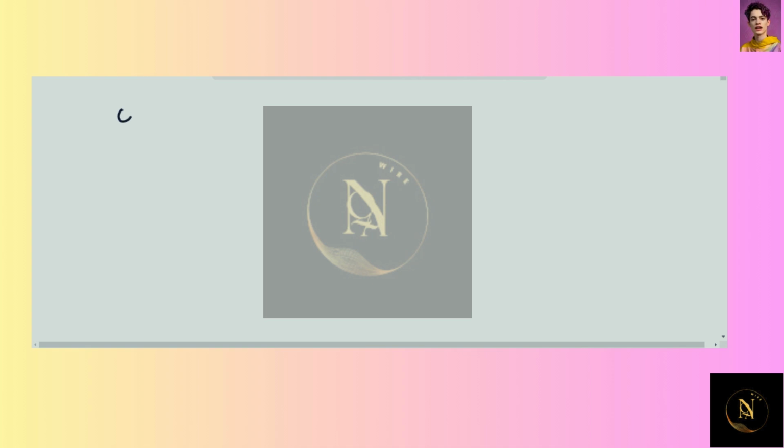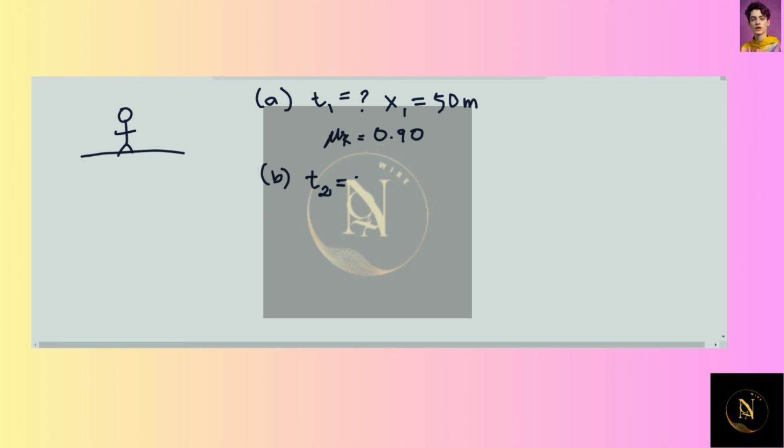In this problem, we have a man running on the ground. The problem asks us for two things. First, the time it will take for the man to reach 50 meters starting from rest, assuming that a frictional force is acting on the man's shoes with a coefficient of 0.90. Next, the time it will take for the man to reach a full stop after completing the 50 meters.